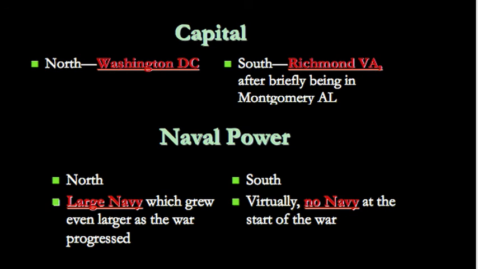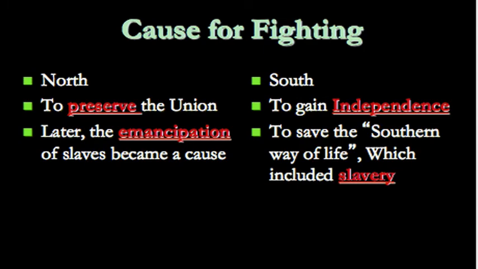In terms of Navy, the South has virtually no Navy to start the war. They will work on it, but in the beginning, they have no Navy, and of course the North has a fairly large and extensive Navy, which can be used for shipping goods, trading with other countries, shipping troops, and also could be used to blockade your enemy.